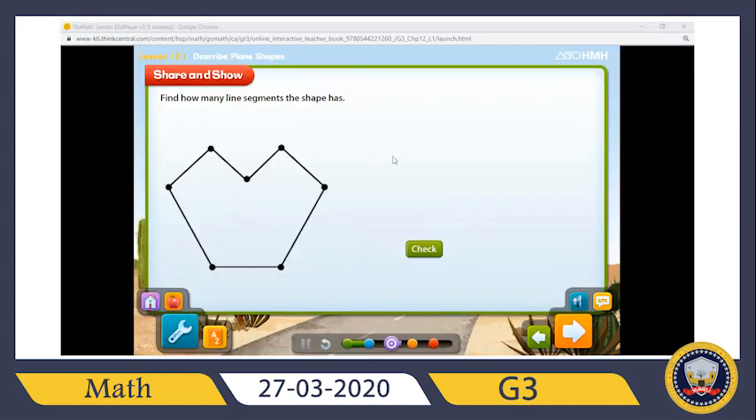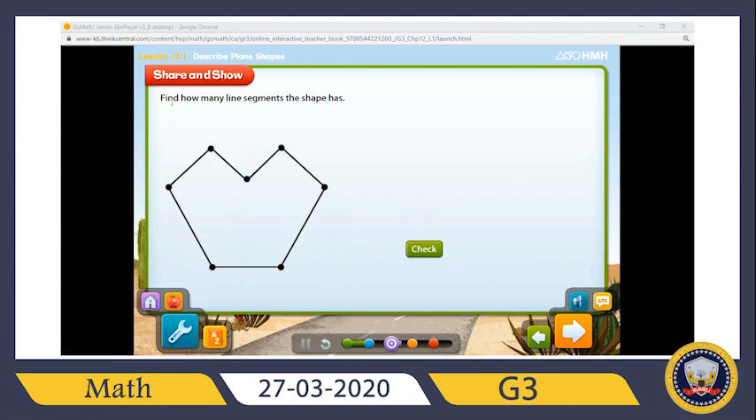Okay, let's remember line segments. What does it mean, line segments? We know a line continues on both sides until forever. A line segment is straight and is a part of a line. And there is one more property about line segments: line segments have two endpoints.